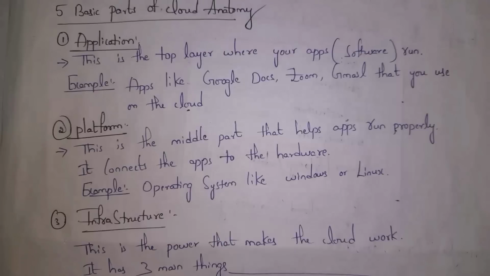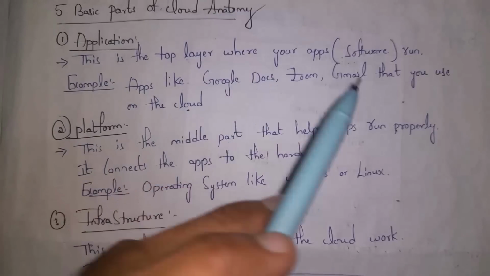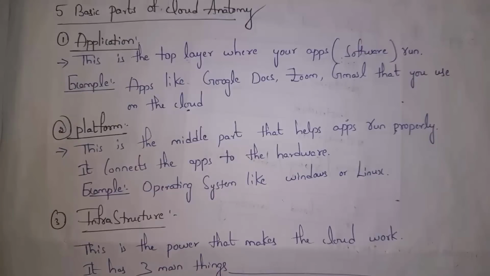Guys, we will run so many applications in cloud. So this application layer is top layer where our apps will run. For example, we will run apps like Google Docs, Zoom, Gmail, etc. in cloud. And second one is platform.